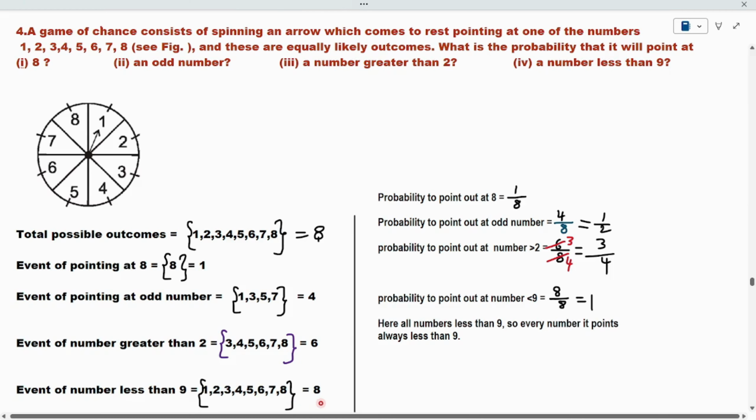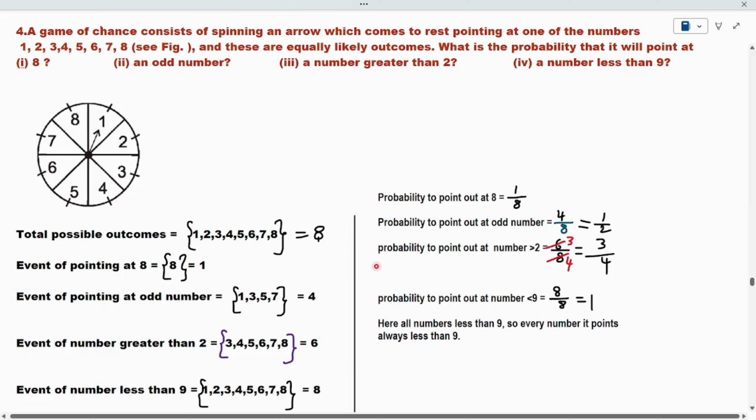So now I have the sample space, or total possibilities, as well as the event for every question. Now I simply need to substitute this data in the formula. The probability of stopping at 8: the event of 8 is 1, the total possibility is 8, so we get 1 by 8. Next, the probability of stopping at an odd number. How many odd numbers do I have? 4. Total possibility is 8. By simplifying, we get 1 by 2.